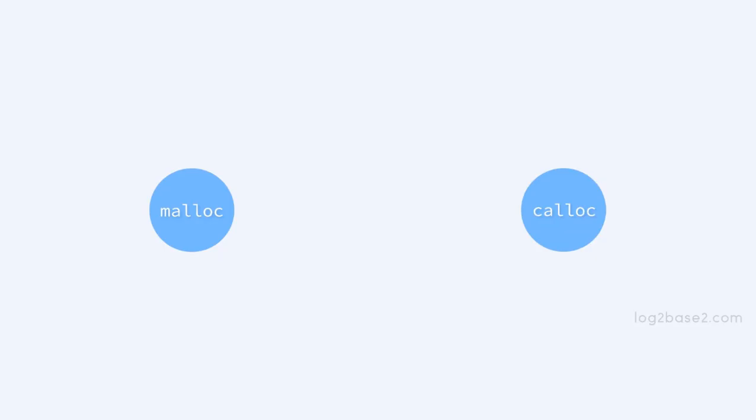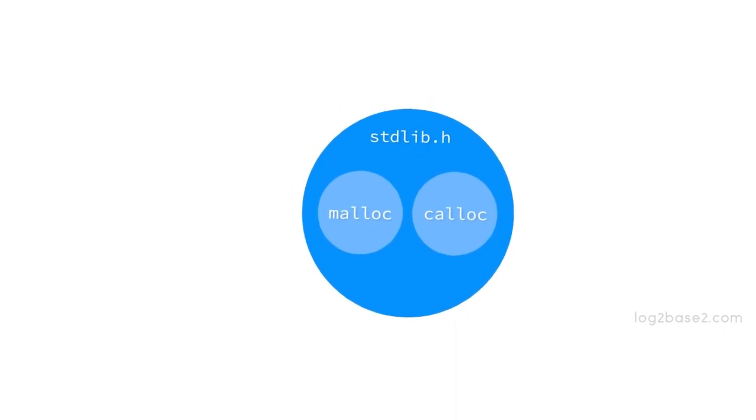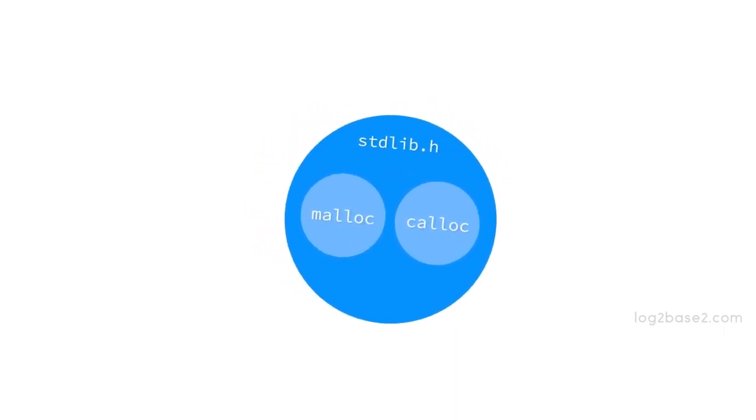To dynamically allocate memory, we have two inbuilt functions, malloc and calloc, which are declared in the standard library header file stdlib.h. So to use these functions in our program, we must include stdlib.h first.